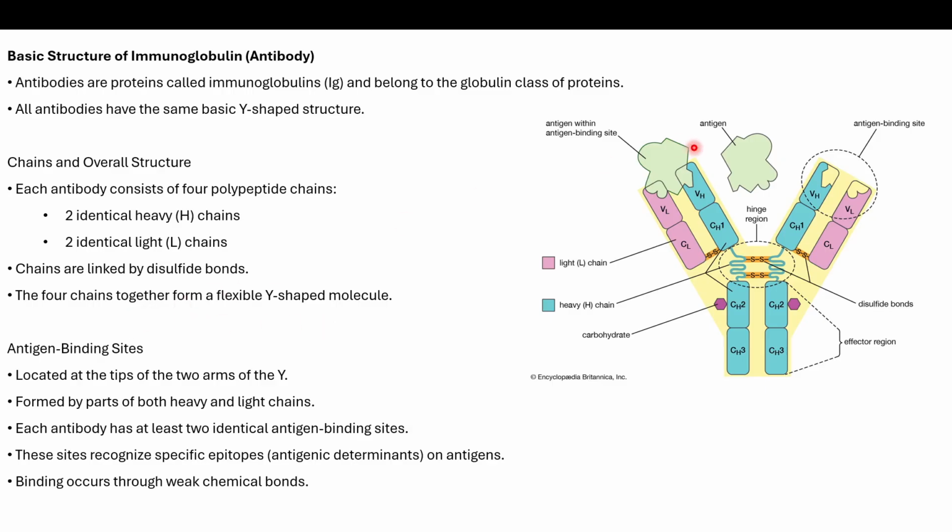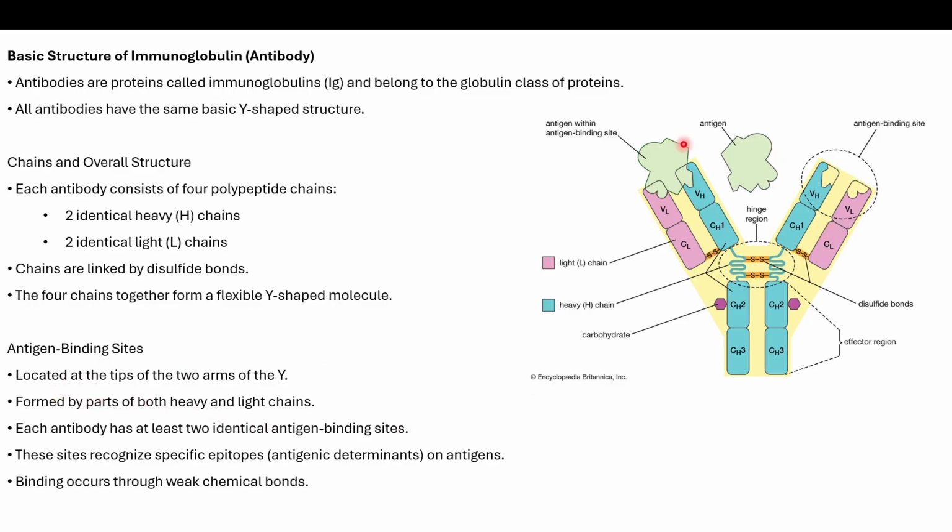Then what about the antigen binding sites? We can see that there are different antigen binding sites on the antibody. They are mainly located at the tips of the two arms of this Y shape, here and here. You see, these ones are the regions where the antigen can bind. These are the antigen binding sites on this antibody.